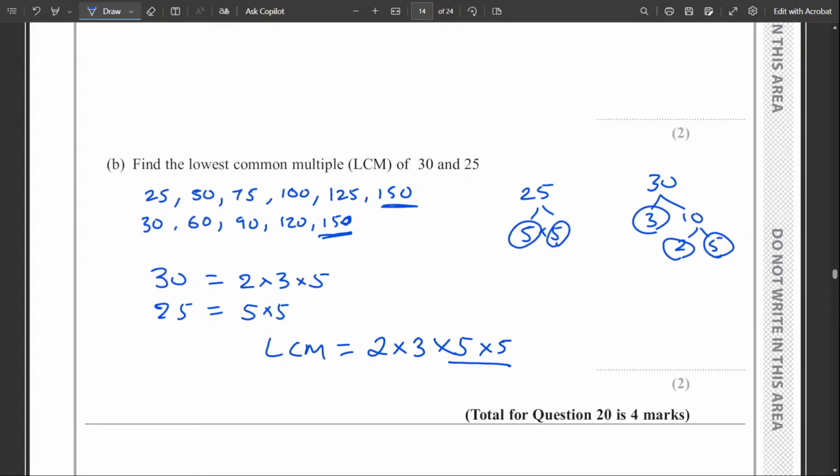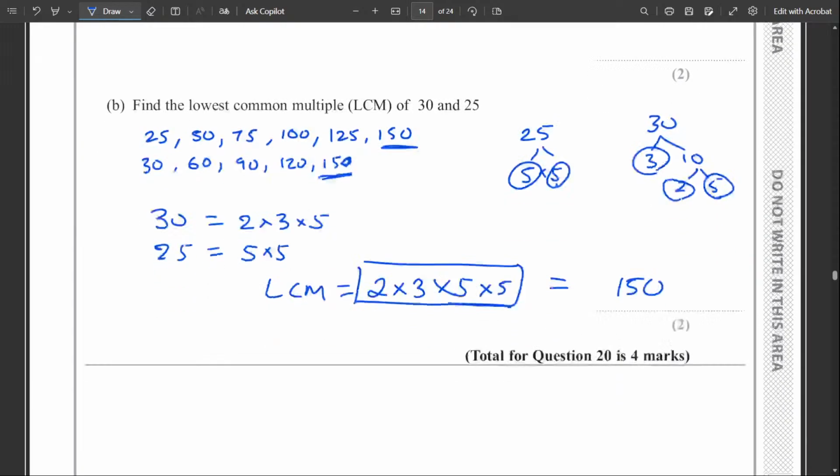So this is my lowest common multiple. 2 times 3 is 6. 6 times 5 is 30. We know that from here. And 30 times 5 is 150.